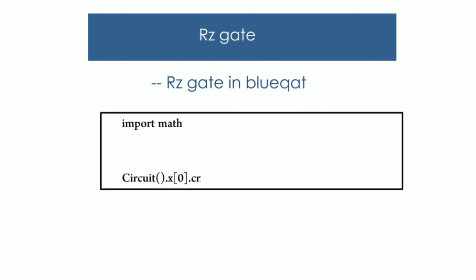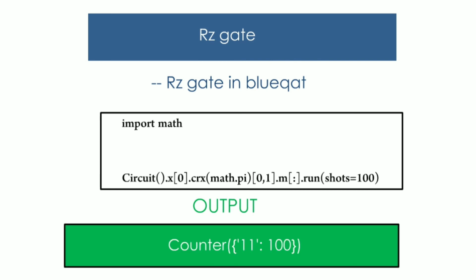We saw that the earlier code for the RZ gate was a bit long, but in Blueqat we can shorten it to this code. This code is shorter than the previous code, and if we run this code, we will get the same output as 1 1.